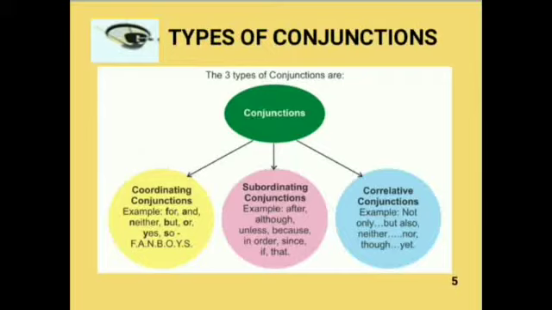Moving on to the second type of conjunction, subordinating conjunctions. Some of the examples of subordinating conjunctions are after, although, unless, because, in order, since, if, that. Moving on to the third type of conjunction, correlative conjunction. Some of the examples are not only but also, neither nor, though, yet.